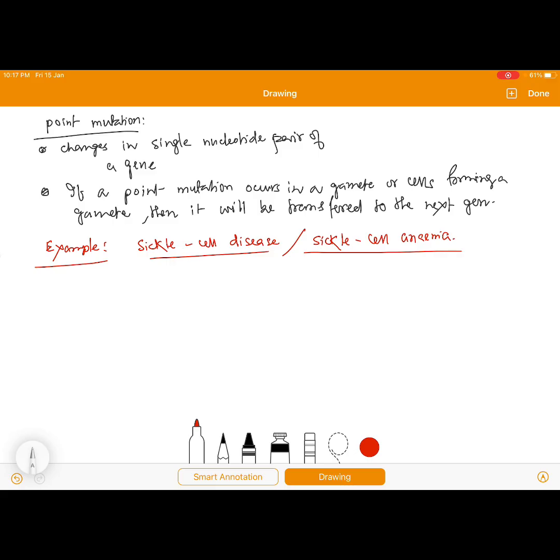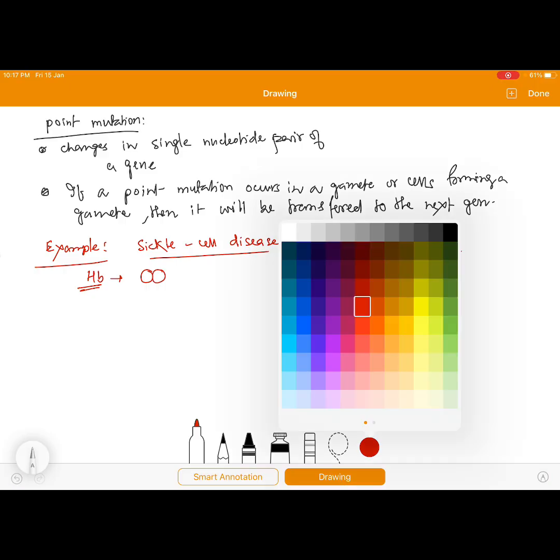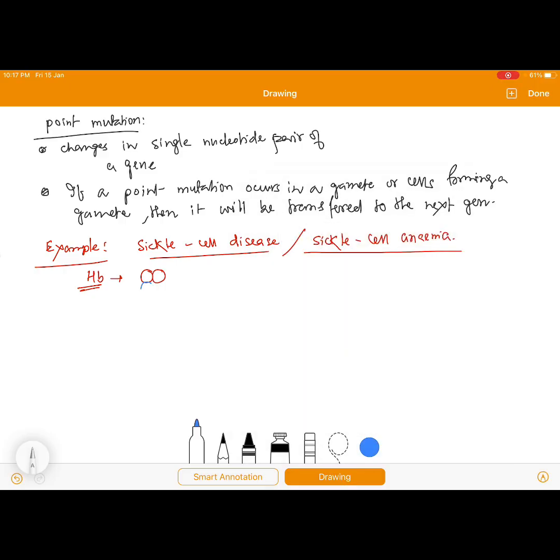First you see the hemoglobin. Hemoglobin is actually made up of alpha and beta subunits. Two alpha subunits will be there, and two beta subunits will be there. Suppose these two are the beta subunits, and in this way it forms the hemoglobin structure. Along with beta globin, alpha globin is also there. Two alpha globins and two beta globins will be there in the hemoglobin structure.